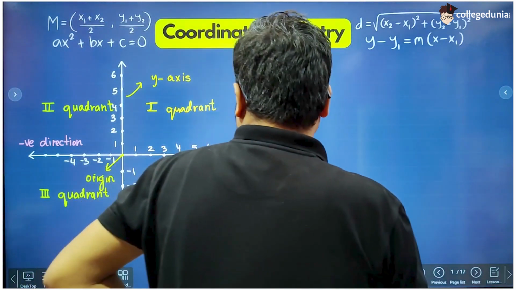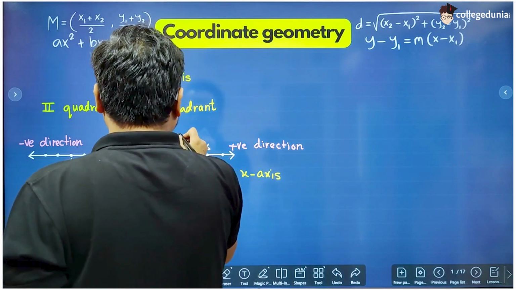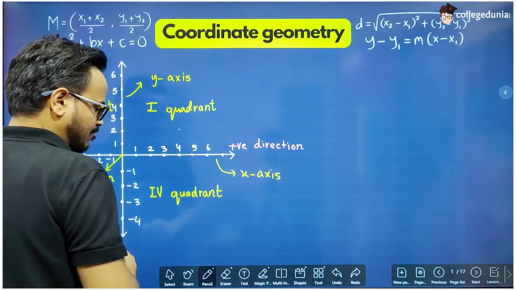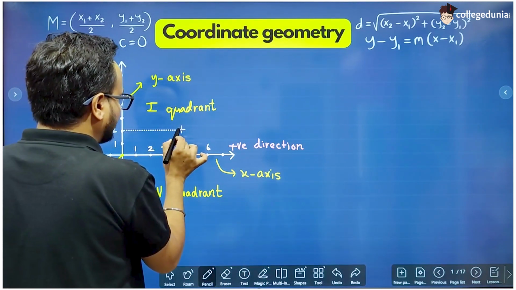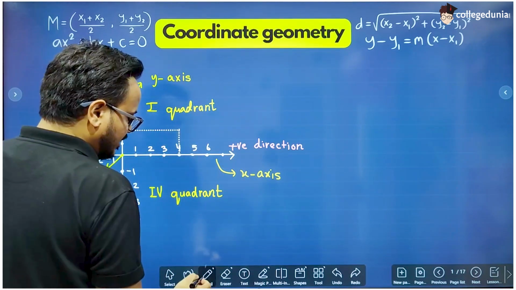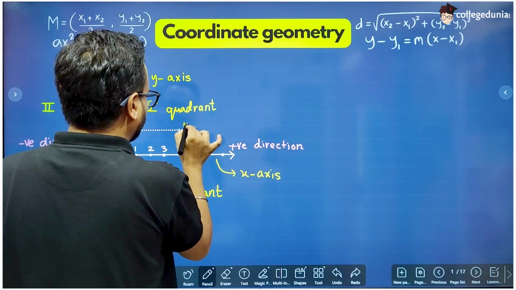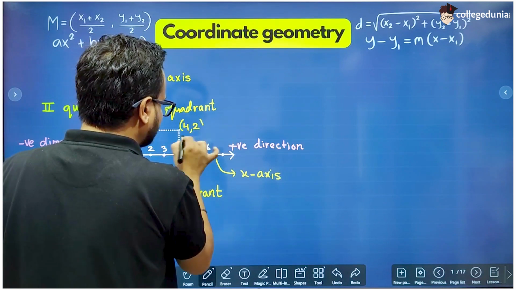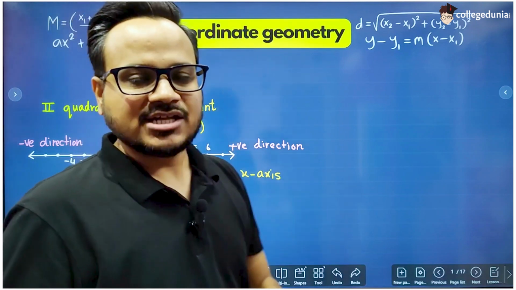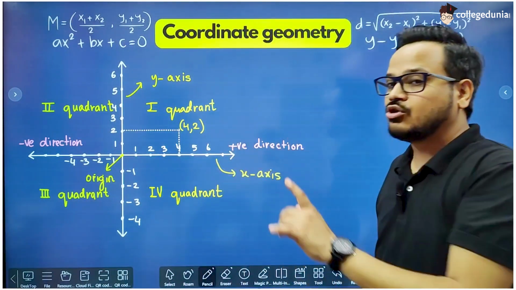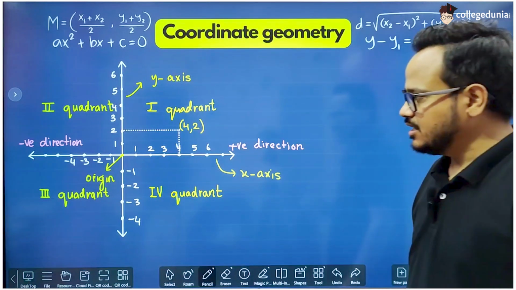Right? So if you take the coordinates of any point, suppose here we have a point. So what do we mean by the coordinates of this point? Coordinates of this point are 4, 2. So what does that mean? The x coordinate of the point, which is 4, is also called the abscissa, and y coordinate is also called the ordinate, and that is 2.